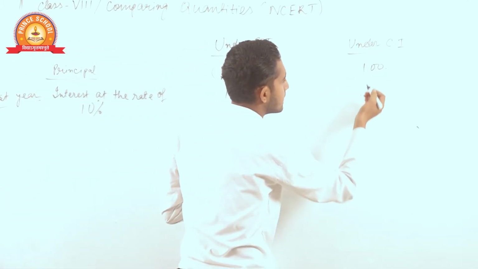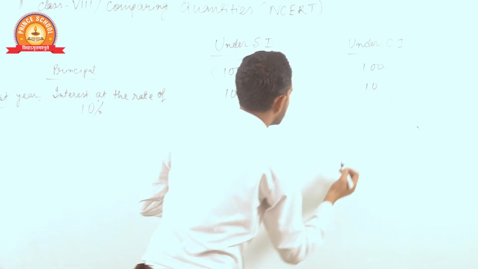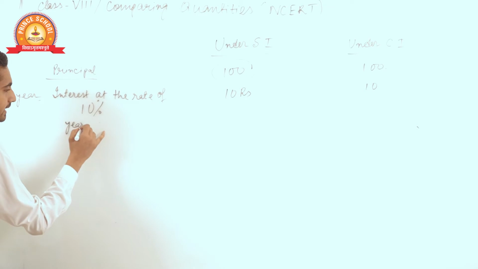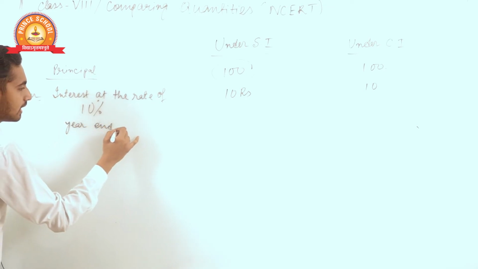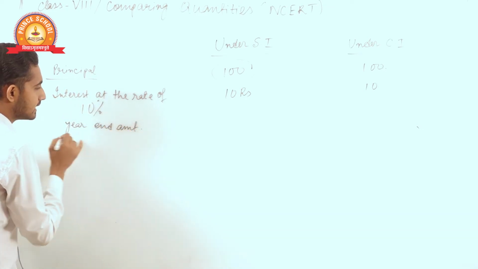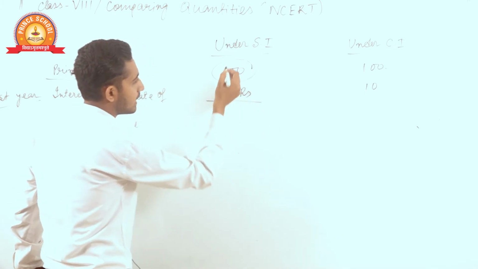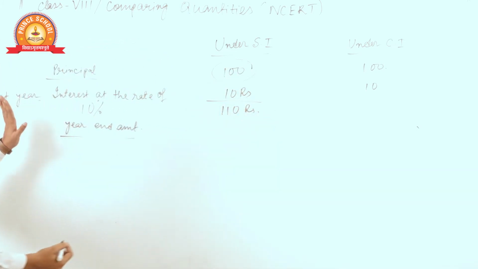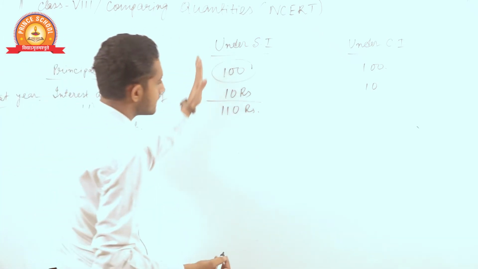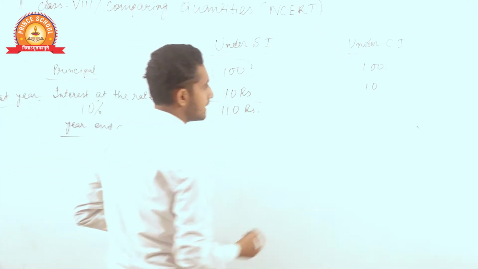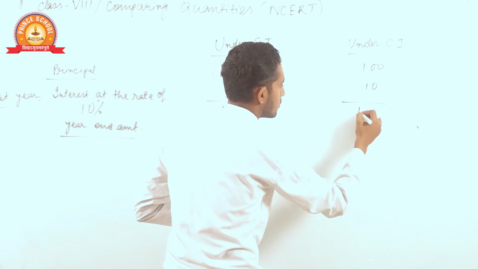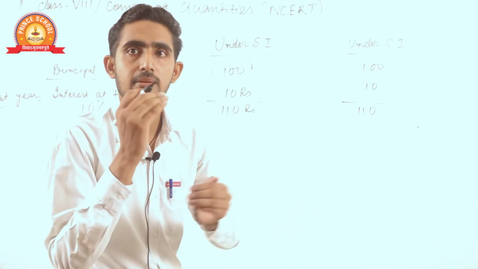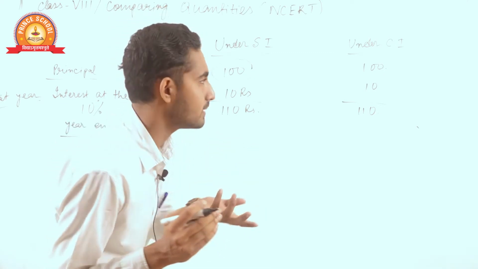Okay. And in this case under CI, that is also 10 rupees. So at the end of the first year, the year end amount is equal to 100 plus 10, that is 110 rupees. So you can say after the first year under SI the amount is 110 and under CI that is also 110. And always remember, CI means interest on interest, that means ब्याज के ऊपर ब्याज.